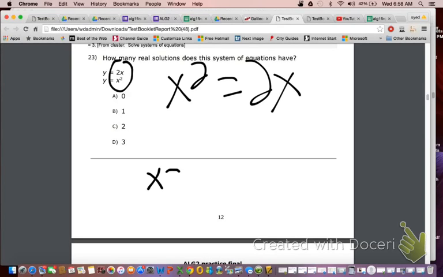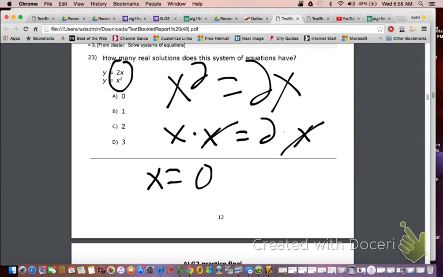So x equals 0 because 0 times 0 equals 2 times 0. You divide both sides by x. So assuming it's not 0 this time, x equals 2. Right? Those two are going to work. So there has to be 2 answers, basically. 2 real solutions.